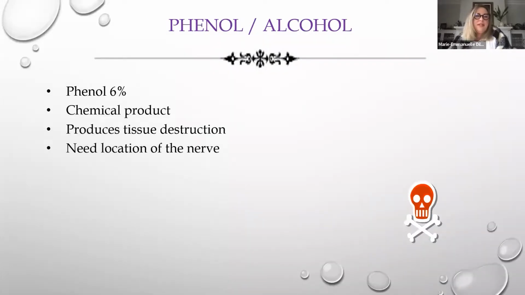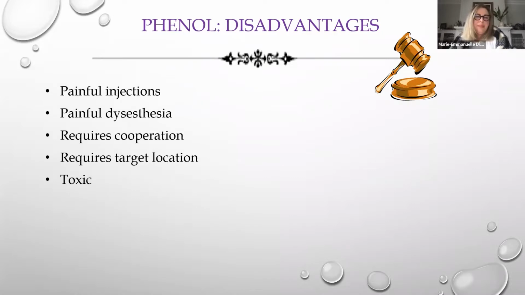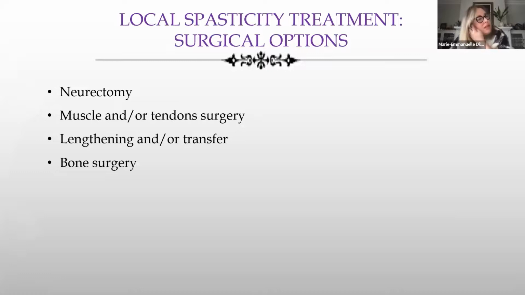Phenol injections is basically something that's going to destroy the nerve. It's mostly used for scissoring, for adductors, but it has to be done under anesthesia because it's painful. It's cheap, which is an advantage, and the effect is much longer than with Botox. You can have sensory issues like dysesthesia, so painful numbness afterwards. And as I said, it requires a lot of cooperation because it's painful, so you need to do it under anesthesia.